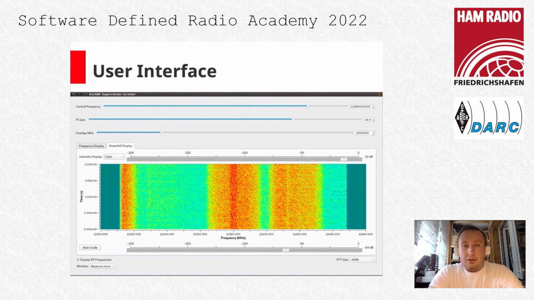So here's the user interface of my flow graph. You can clearly see two spectrums and part of the third spectrum on the waterfall display. Controls allow setting the central frequency, gain, plus overlap for the spectrums.